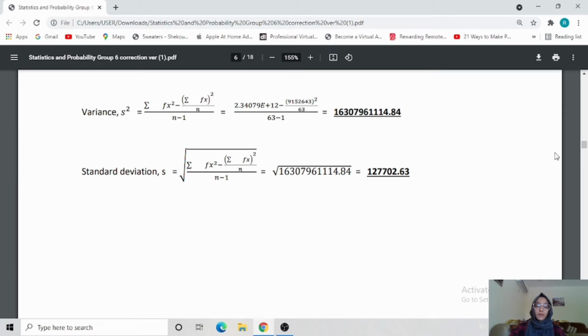Next is the variance, which is equal to the total frequency multiplied by the number of cases squared, minus the total frequency multiplied by the number of cases in brackets squared, divided by n, all divided by n minus 1, equals 2.34079 e plus 12 minus 9,152,643 squared divided by 63, divided by 63 minus 1, which will give us a value of 16,307,961,114.84.